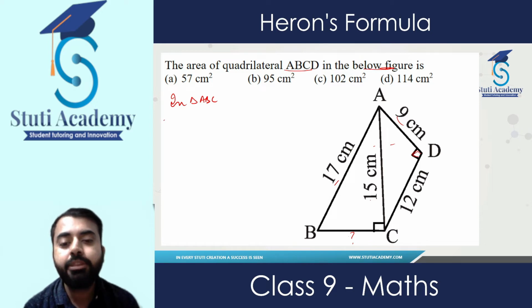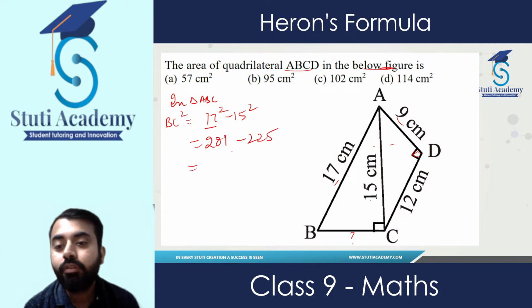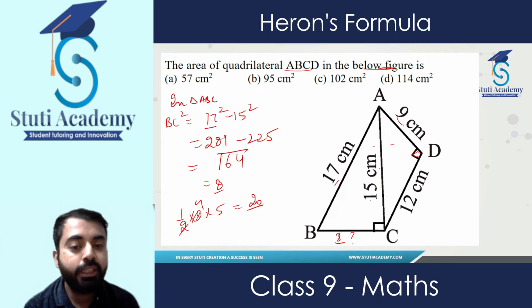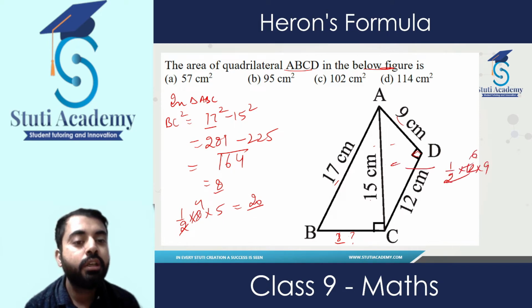So in triangle ABC, BC square is 17 square minus 15 square. 17 square is 289. 15 square is 225. Solving this, I get 64. Square root of 64 is 8. So I got this side 8. Now its area is half into 8 into 15, which is 60. And here, in this case, area is again half into 12 into 9, 54. 54 plus 60, what?